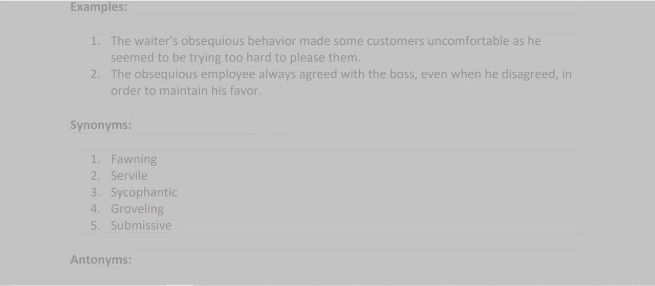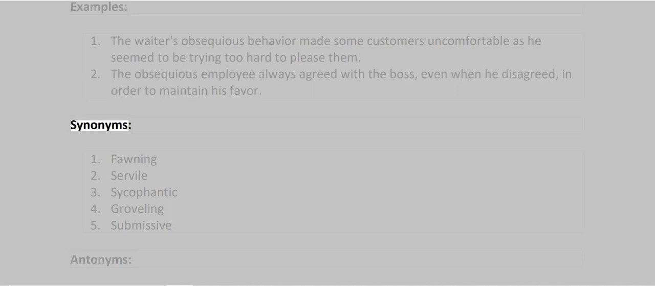Examples: 1. The waiter's obsequious behavior made some customers uncomfortable as he seemed to be trying too hard to please them. 2. The obsequious employee always agreed with the boss, even when he disagreed, in order to maintain his favor.